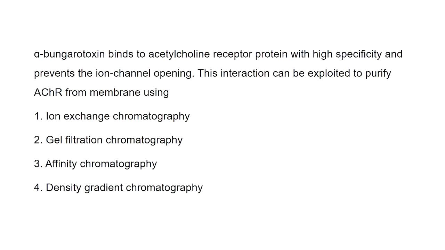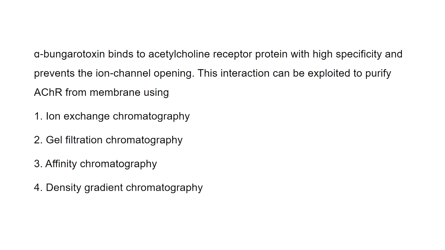Now let's look at our next question, which is: alpha bungarotoxin binds to acetylcholine receptor protein with high specificity and prevents the ion channel opening. This interaction can be exploited to purify acetylcholine receptor protein from membrane using: First, ion exchange chromatography. Second, gel filtration chromatography. 3, affinity chromatography. And 4, density gradient centrifugation.